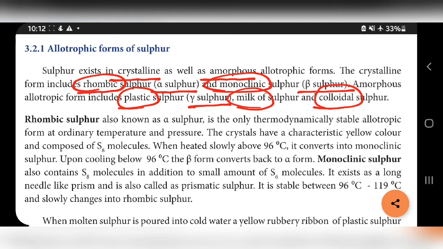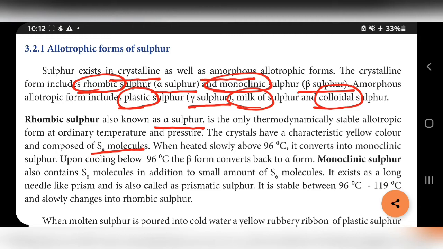First we are going to learn rhombic sulfur. Rhombic sulfur, also known as alpha sulfur, is the only thermodynamically stable allotropic form at ordinary temperature and pressure. The crystals have a characteristic yellow color and are composed of S8 molecules. So alpha sulfur, rhombic sulfur, means S8 molecules: 8 atoms of sulfur combined together.